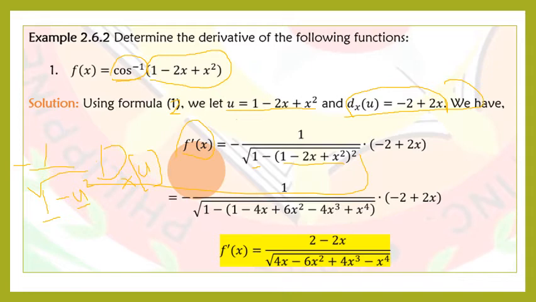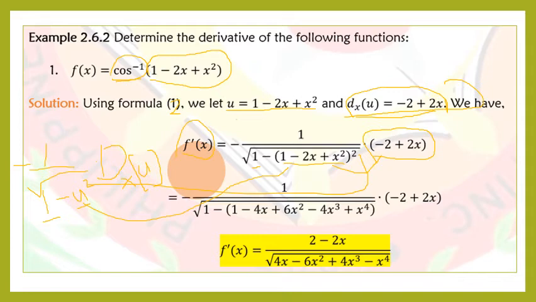Okay. So, eto class, si u, pinalitan siya ng 1 minus 2x plus x squared galing dito sa given natin, times negative 2 plus 2x. Saan ito kinuha? Ito yung derivative ni u. Okay, and dito sa taas, ibig sabihin nun formula times yung derivative ni u.